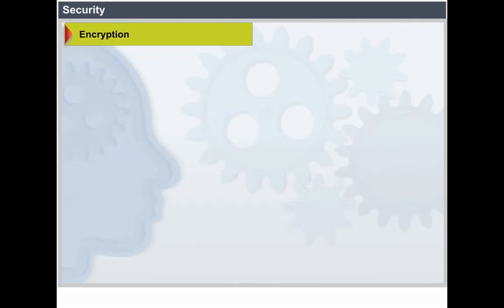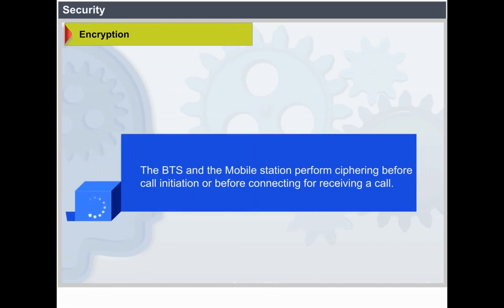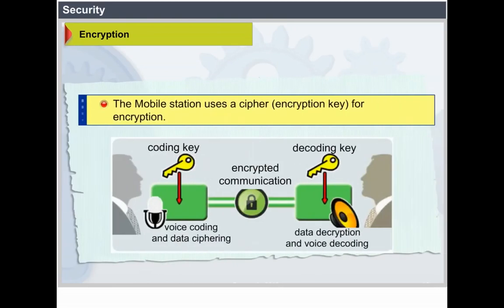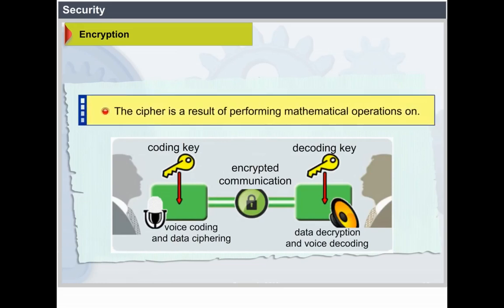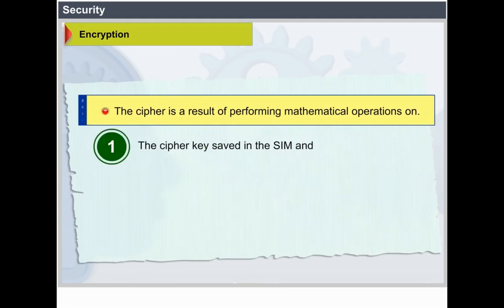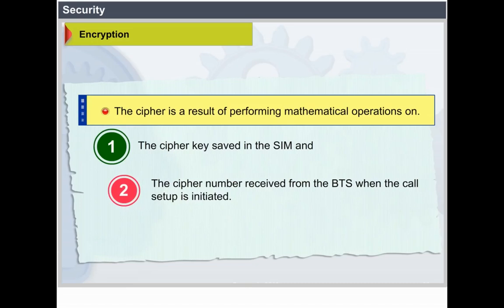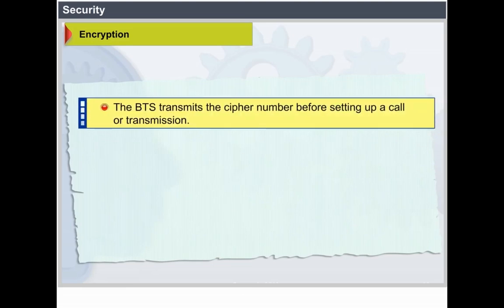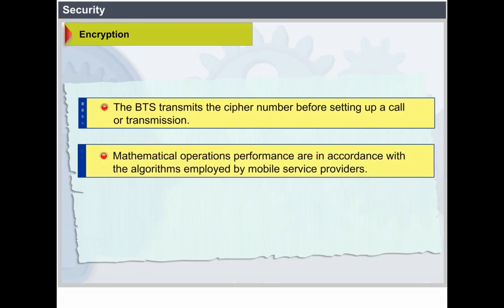Encryption. The BTS and the mobile station perform ciphering before call initiation or before connecting for receiving a call. The mobile station uses a cipher encryption key for encryption. The cipher is a result of performing mathematical operations on the cipher key saved in the SIM and the cipher number received from the BTS when the call setup is initiated. The BTS transmits the cipher number before a call is set up or received. The mathematical operations performed are in accordance with algorithms employed by mobile service providers.